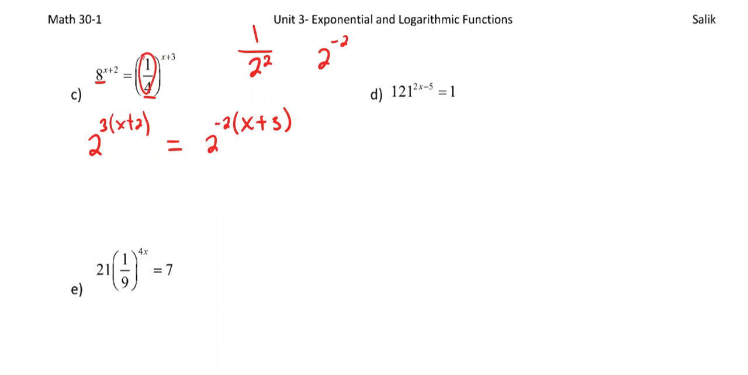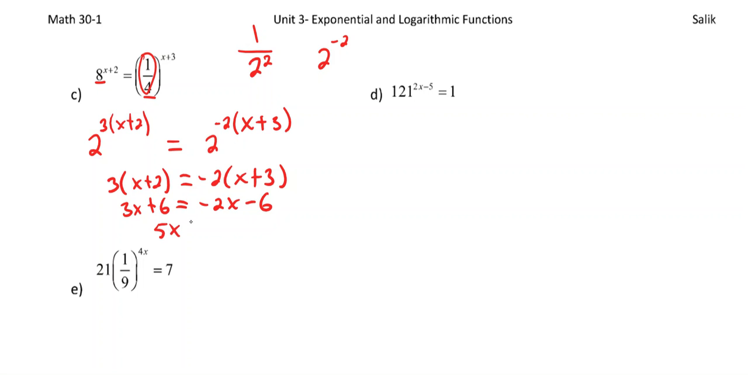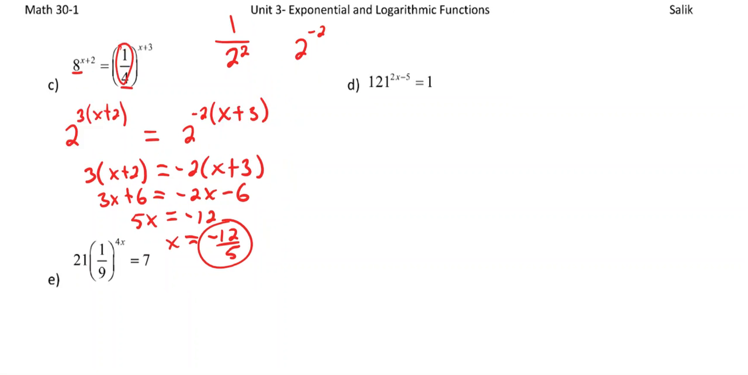I think you guys will be okay from there, right? So we'll make them equal to each other. 3 times x plus 2 is equal to negative 2 times x plus 3. Distribute them in there. So we've got 3x plus 6 is equal to negative 2x minus 6. So we end up getting 5x is equal to negative 12. So x is negative 12 over 5. What happened to... Tricky. All right, D.